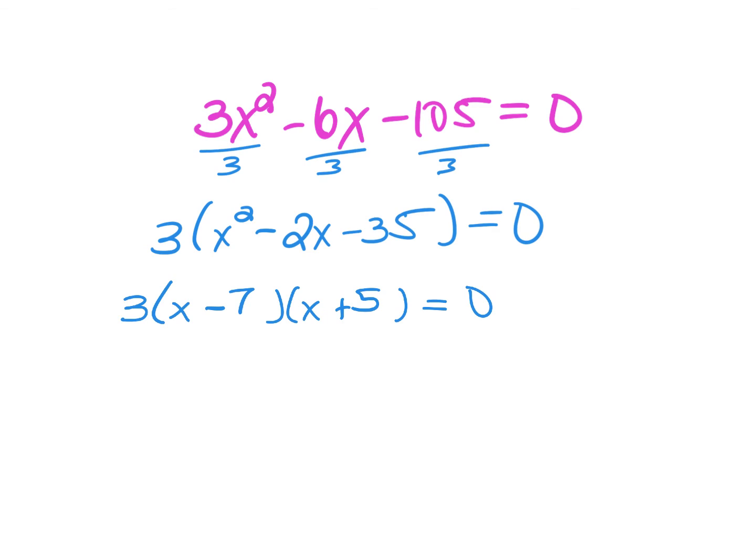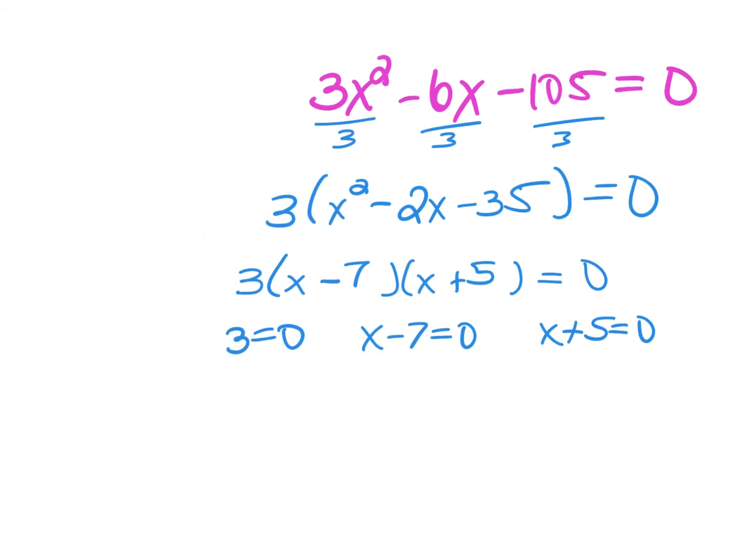Now I have one more step. What do I have to do with each piece to find my intercept? Set it to 0. Yep, set everything equal to 0. So 3 equals 0. X minus 7 equals 0. X plus 5 equals 0.